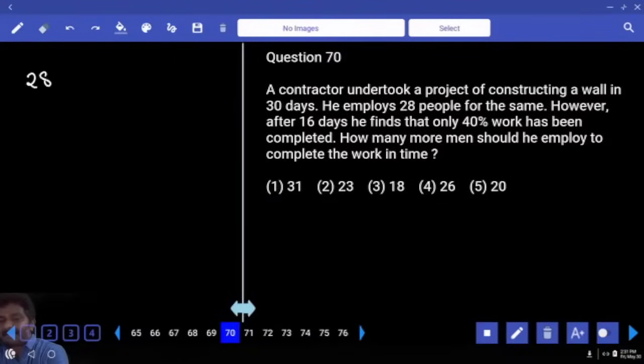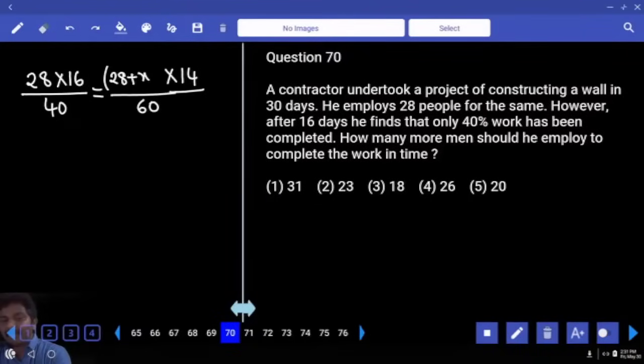28 people started. They already worked for 16 days. They completed only 40% work. Remaining work is 60%. Remaining days are 14 days. Extra people, X people, now they are working, total 28 plus X people. Got it? 2 times, 3 times. 14 and 14 cancel. 3 into 16 is 48. 28 plus X is 48. X is equal to 20.